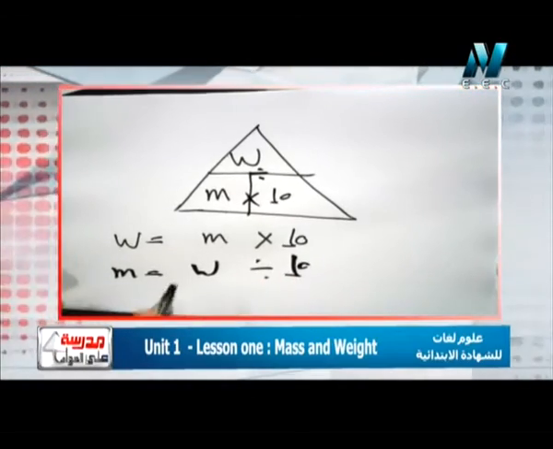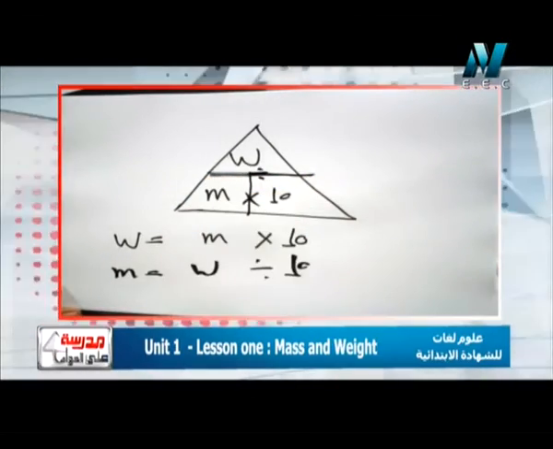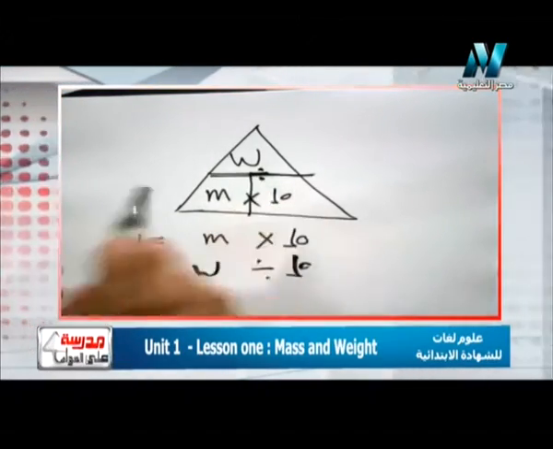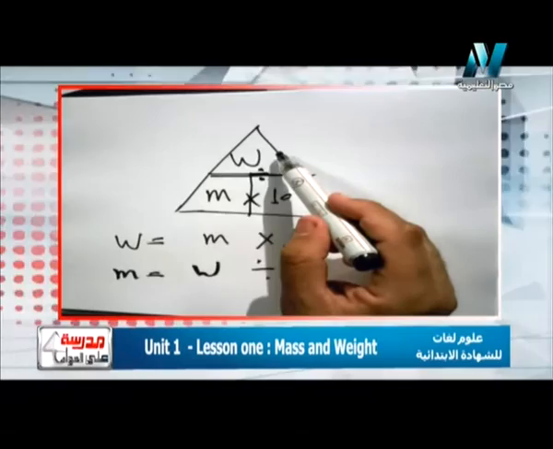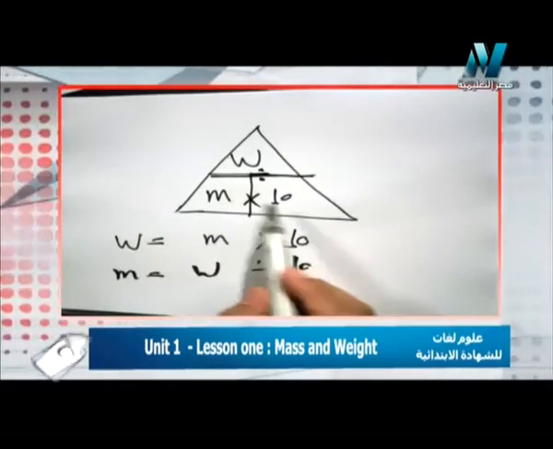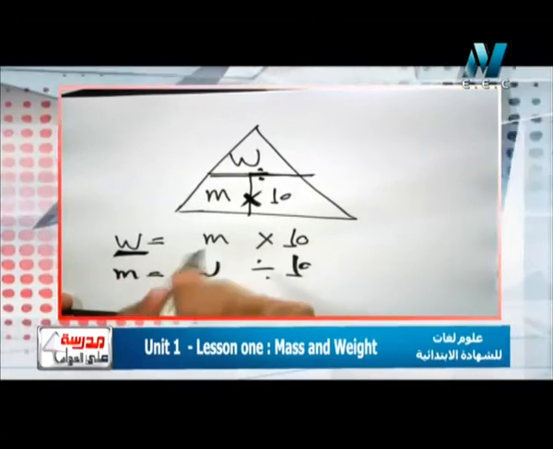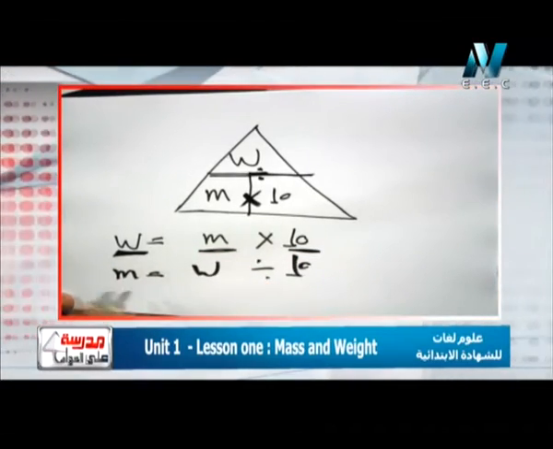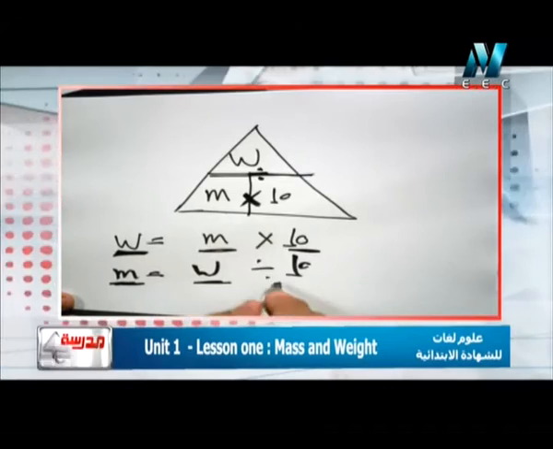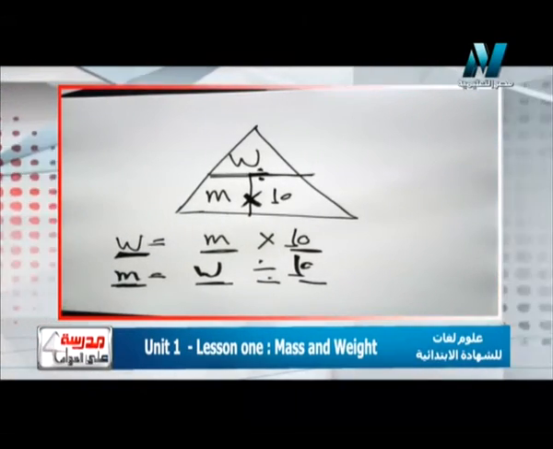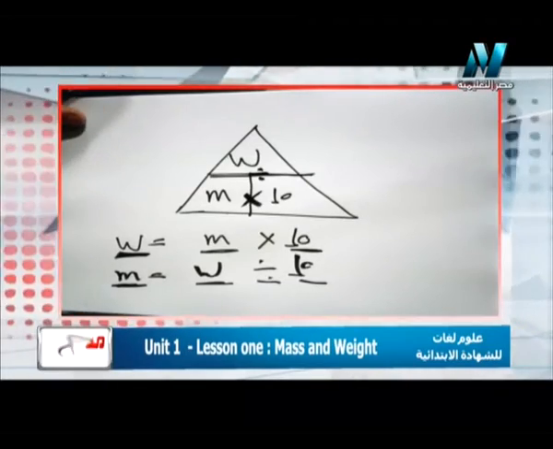So again, I must keep this triangle and study it very well so that I can solve problems. I have weight on the top edge, and I have mass and 10 at the bottom. If I want weight, it equals mass by 10. If I want mass, it equals weight divided by 10. Okay? So now let's study a very important and very easy example.